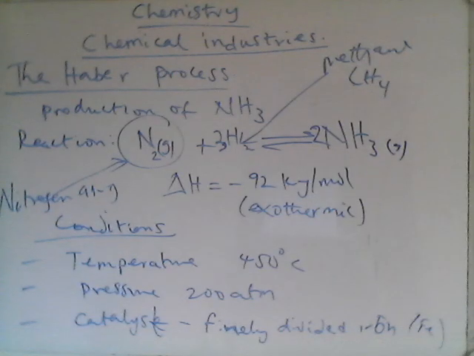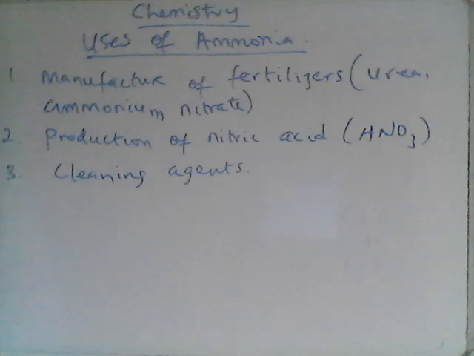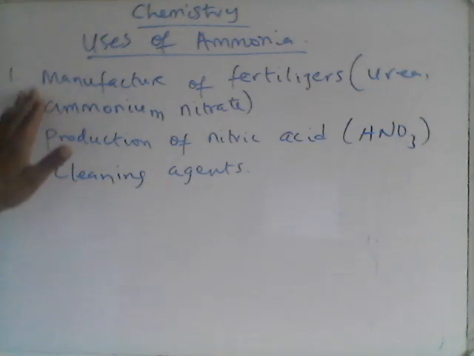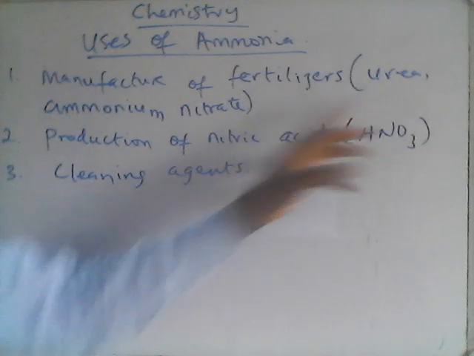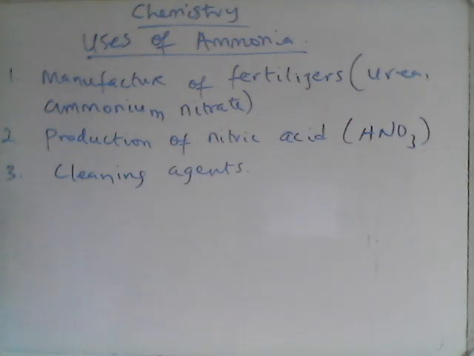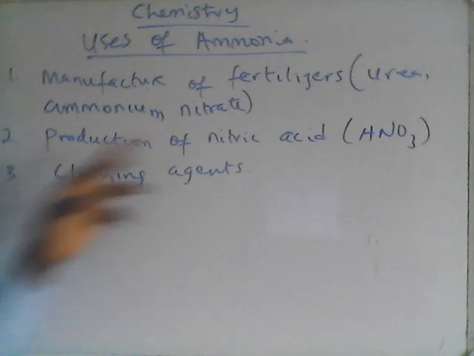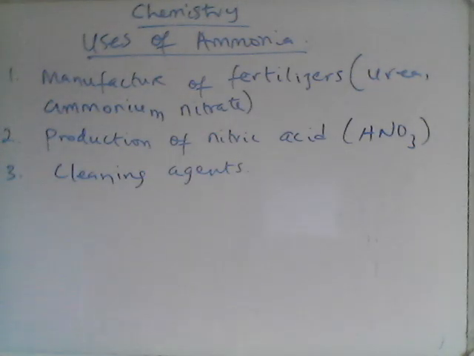The first one I have here is that it is used as fertilizer. Ammonia is used for the manufacture of fertilizers, urea, ammonium nitrate. Secondly, it is used for production of nitric acid, and thirdly, it is used as cleaning agents.